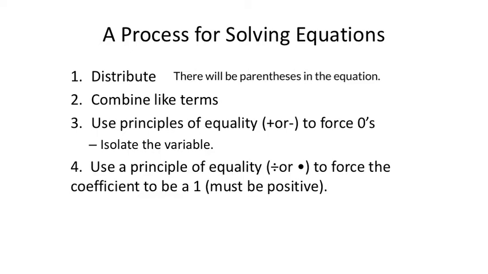After that, we'll use division or multiplication, usually division, to force the coefficient to be a 1. But again, that value must be a positive value. Just going back to the last lesson, if you saw something like negative x equals 8, this is not complete. You need to make sure that the coefficient is a positive 1. Right now, it is a negative 1 coefficient. We always need the coefficient to be a positive 1, not a negative. So just keep that in mind. You'd have to divide both sides by negative 1 on this particular problem.